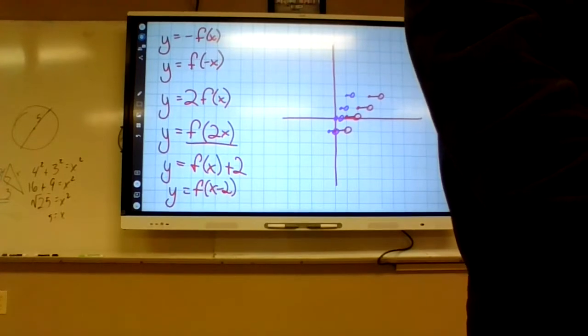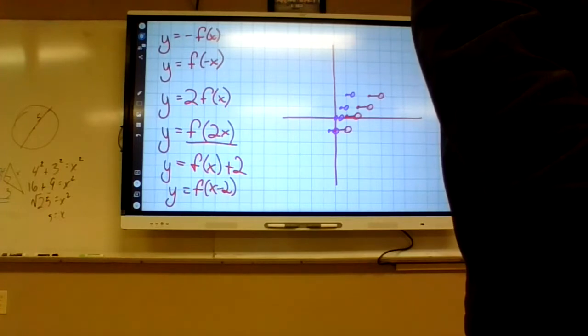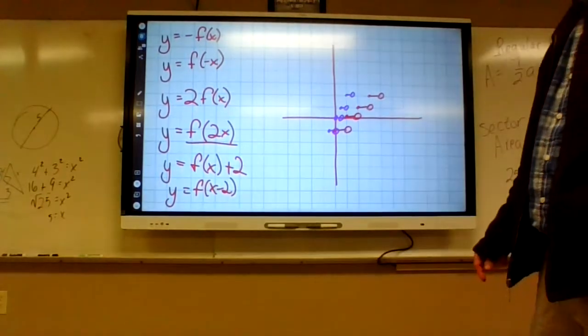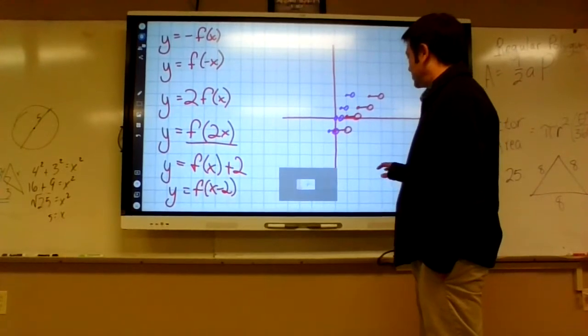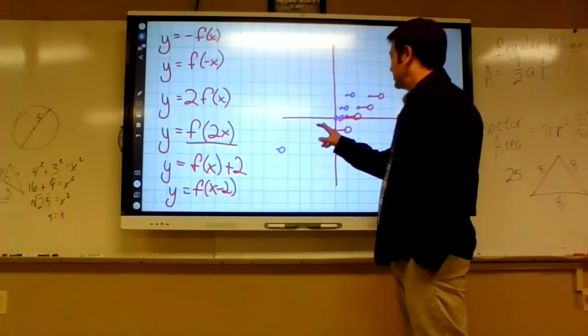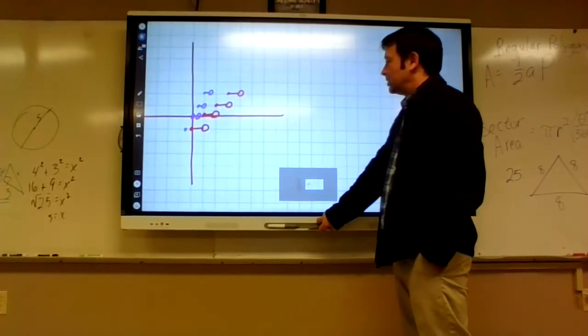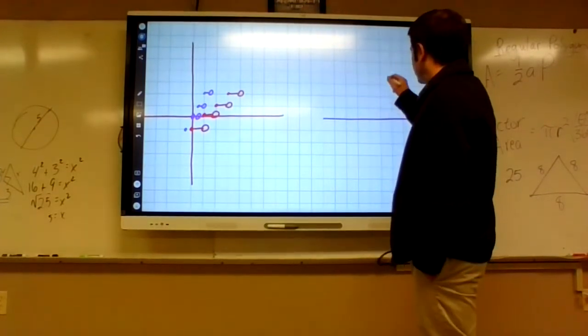So the 2 does what on F? Steeper, right? Oh, wait, I'm wrong. Twice as tall, yeah. And then the +1 moves it up 1. Twice as tall, meaning it goes up 2 times faster, and down. Okay, this is going to be tricky.